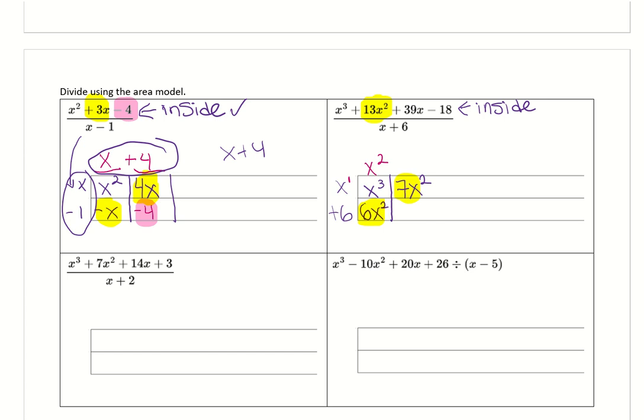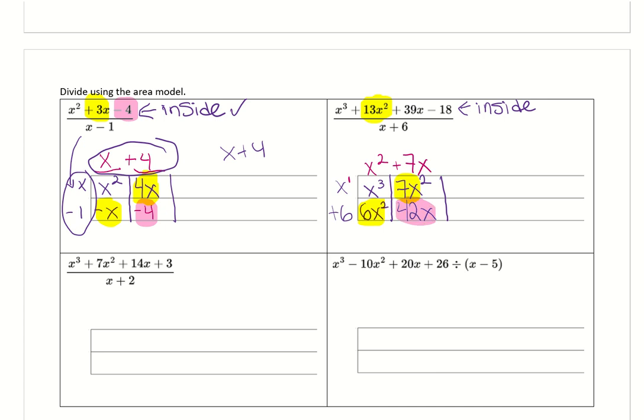Now we can do above and below again. So x to the first, we need 7x squared, so we're going to put plus 7x here. And now things will multiply to give us 7x squared. What goes in the box below? 6 times 7 is 42. And then don't forget that x. And now we're going to do it again. Remember, we want things to match.